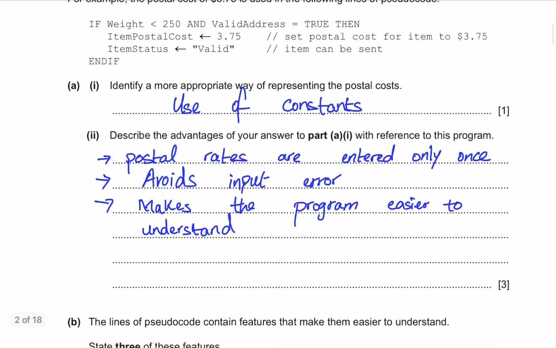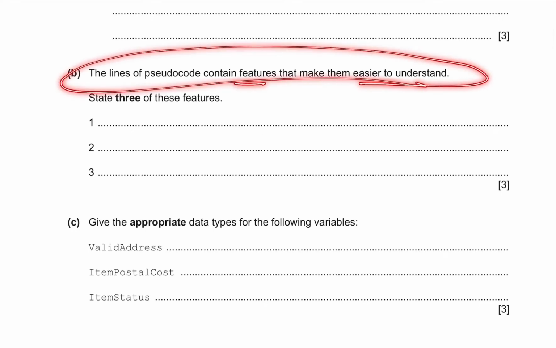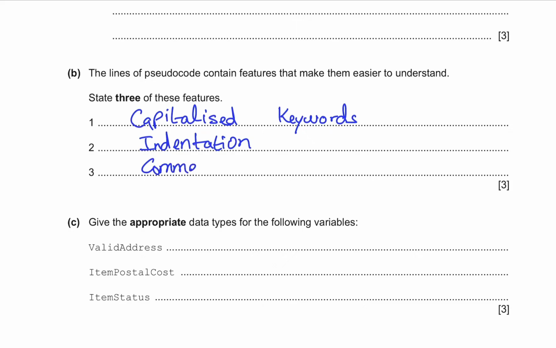All right, students. Now, lines of pseudocode contain features that make them easier to understand. State three of these features. Three features which make the pseudocode easier to understand. These are the basic features of pseudocode. So they include capitalized keywords, indentation. I hope you all know what indentation is. Comments, yeah, they make pseudocode easier to understand.